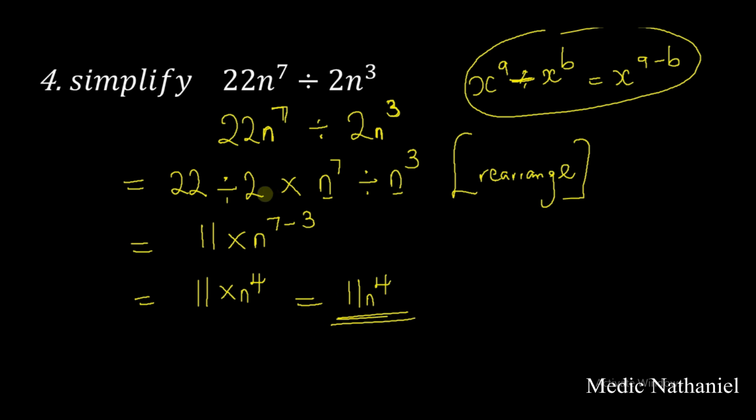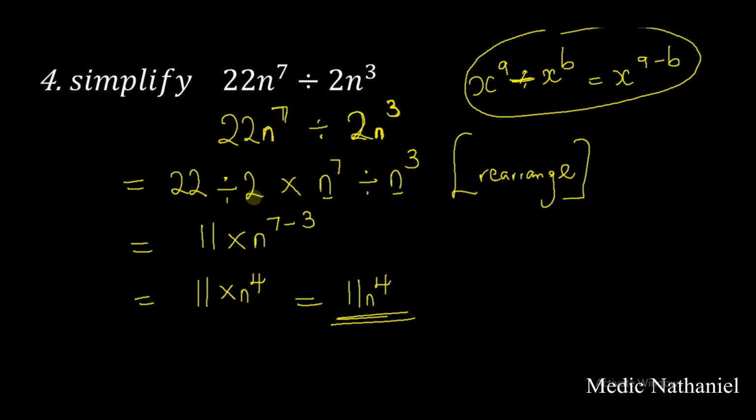So just a quick recap. I have 22n raised to the power of 7 divided by 2n raised to the power of 3. The first thing you should do is identify the ordinary number and identify the index number. 22 is an ordinary number, n raised to the power of 7 is an index number, 2 is an ordinary number, n raised to the power of 3 is an index number. So use the number to divide the number, and use the index number to divide the index number. That is what we've written here. We use 22 to divide 2, and we use n raised to the power of 7 to divide n raised to the power of 3.